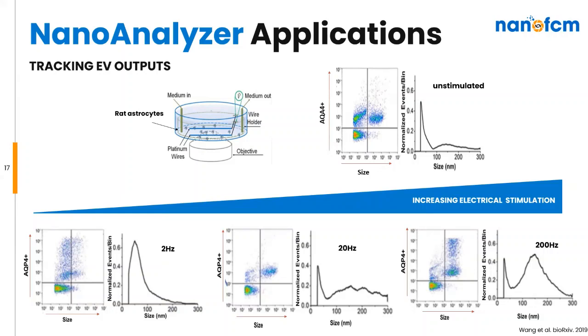When low electrical stimulation was applied, in this case 2 Hertz, you can see that there was a shift in the size of these vesicles as well as the expression of aquaporin. And then with increasing electrical stimulation, you can see that depending on this level of stimulation, the EV profile is very different in regards to the expression of aquaporin-4 and also the size distribution. So it's just a really nice way of capturing EV outputs using nanoflow cytometry, and I would recommend checking out this paper.